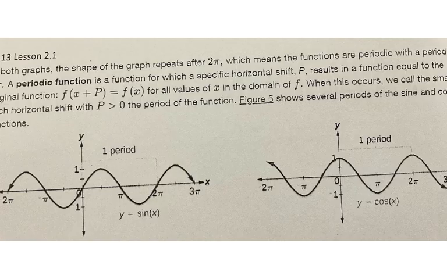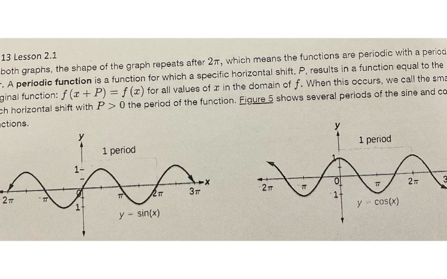That we have drawn. I kind of have talked about it already, but they talk about both of these being periodic functions. And so in both graphs, the shape of the graph repeats after 2 pi. Which means the functions are periodic with a period of 2 pi. So this is going to be very important, is identifying the period of each of these trig functions.